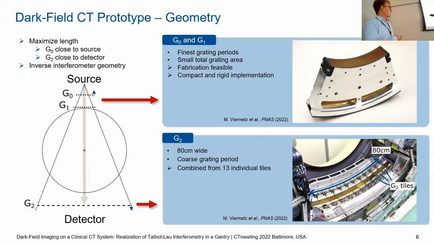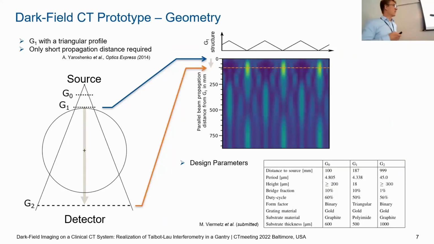Okay, so with this geometry now in place, we need a set of gratings which performs well in this very short design. And there we found in wave optical simulations that particularly a careful choice of this G1 grating is important to have a good performance despite this short propagation distance. And the solution here is to have a triangular grating profile for this G1 grating, because this can efficiently shorten the required propagation distance in the system.